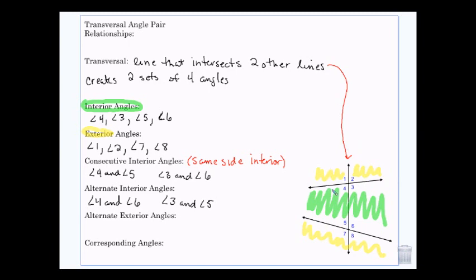And then you have alternate exterior, so same idea, but they're on the yellow part. They're on the outside, but on opposite sides of the transversal. So angle 1 and angle 8 make a pair. Angle 1, angle 8, so opposite sides. And then angle 2 and angle 7 make a pair because they're on opposite sides.